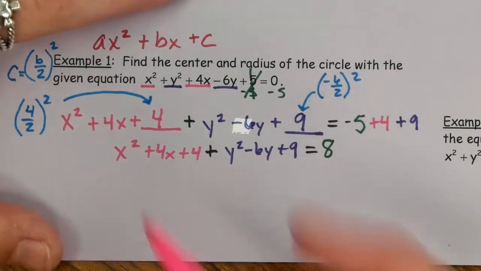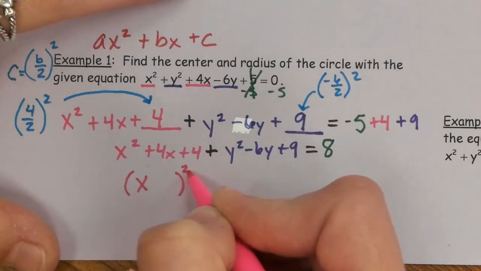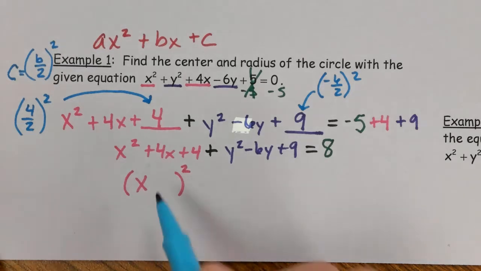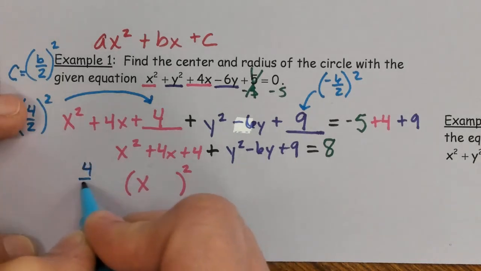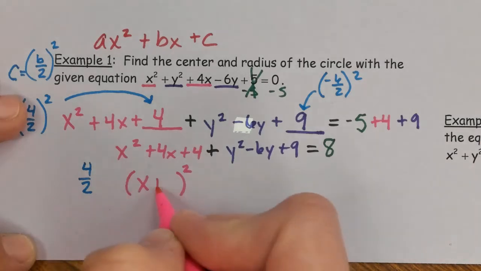So starting with the x, we know we need to end up with x plus or minus something squared. And in order to determine what we're adding or subtracting, we're going to go back to b, 4. But instead of squaring it this time, all we're going to do is divide it by 2, cut it in half, and we're going to wind up with a positive 2. So we add 2.